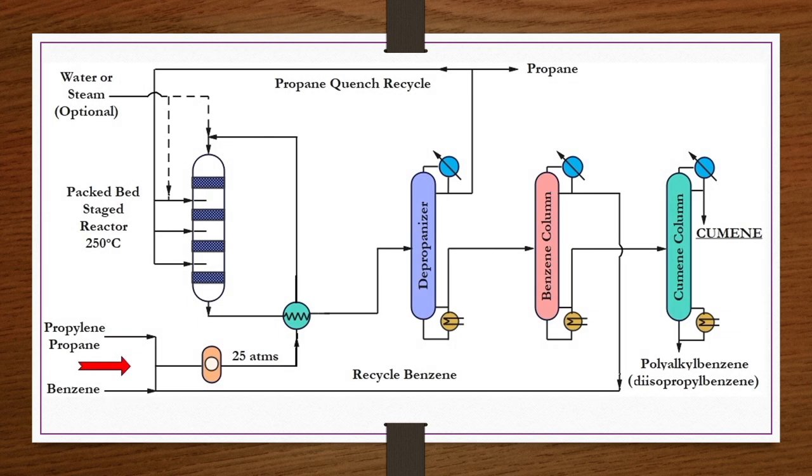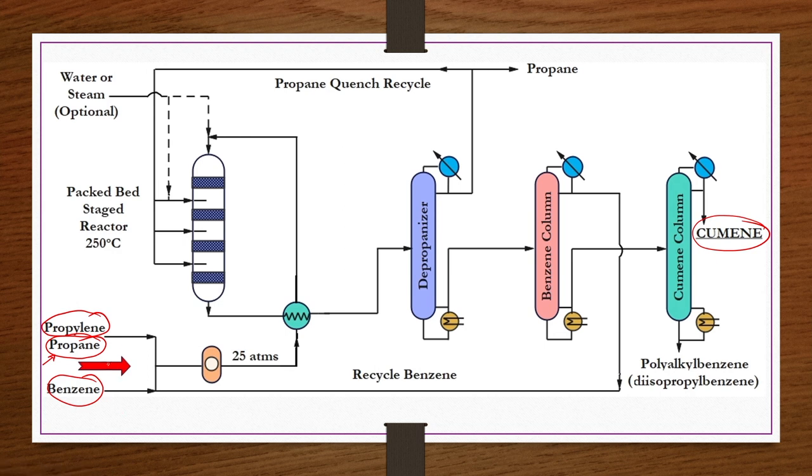Now, this is the flowchart that we have for the production of cumene. Here, the raw materials benzene and propylene are mixed along with propane. Propane is a diluent, and it is also used for quenching purposes. Why is it a diluent? If you want to reduce the production of polycumenes, propane is useful. It will not allow more polycumenes to form. For that purpose, propane is used as a diluent along with the reactants.